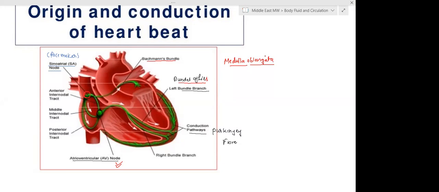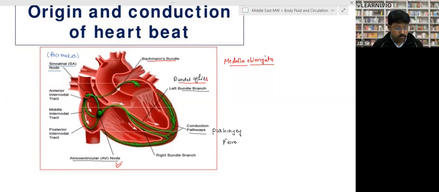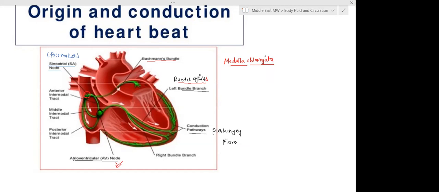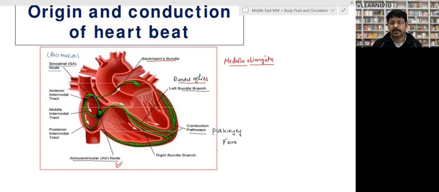Can you repeat from control? The control center of the heartbeat lies in the medulla oblongata of the brain. So this was our heartbeat. What you have to remember: SA node, then AV node, then bundle of His, then Purkinje fiber. And from the brain, it is controlled by the medulla oblongata.